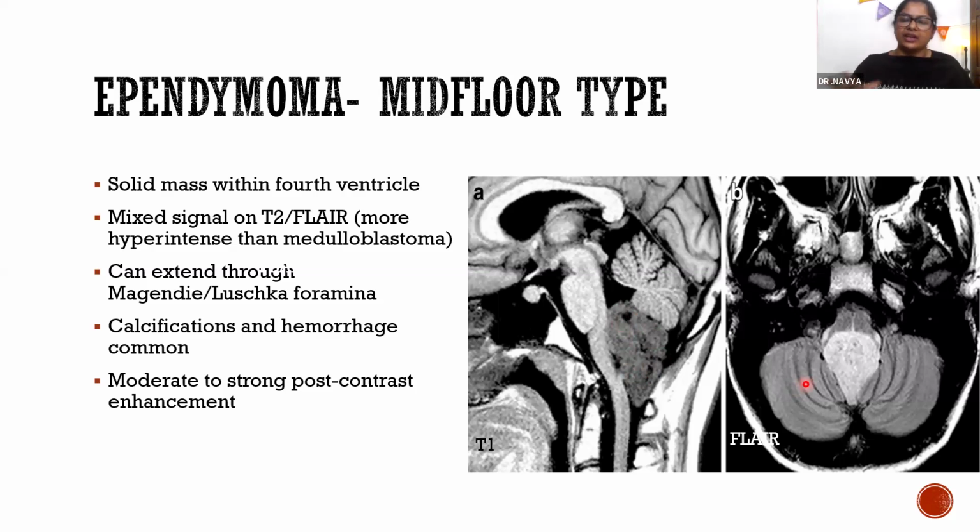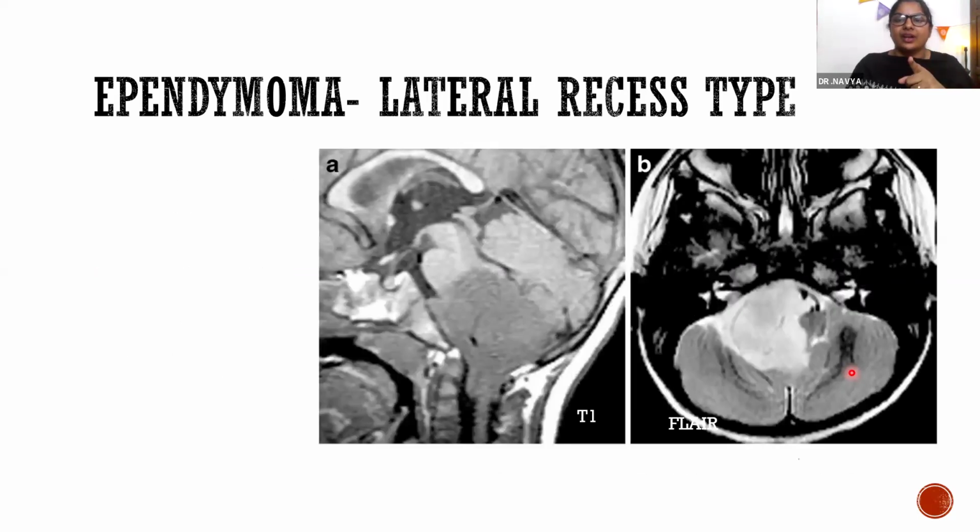The extensions are very fast and it gets extending into the foramen of Luschka. And as I told you, there are fine, small little calcifications, if you could appreciate. Post contrast, there will be a moderate to strong enhancement. So there's another type, the lateral recess type. It's just the location.